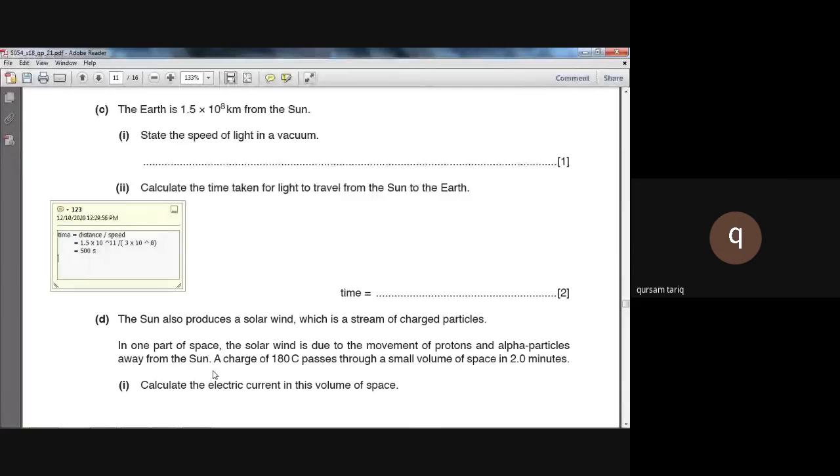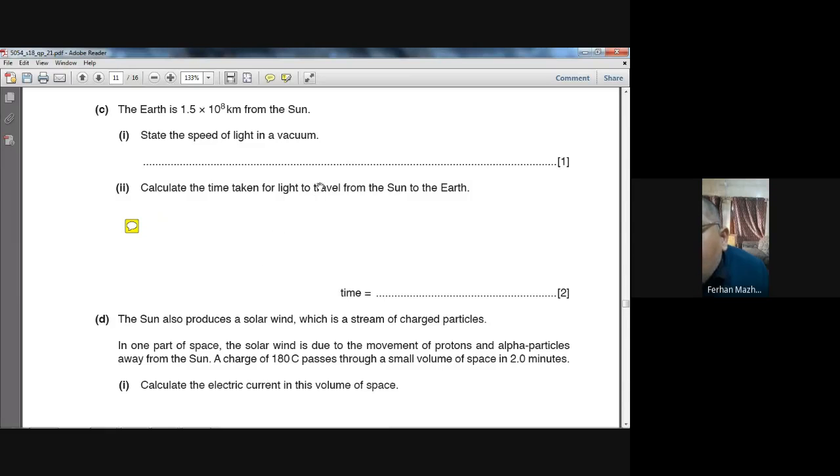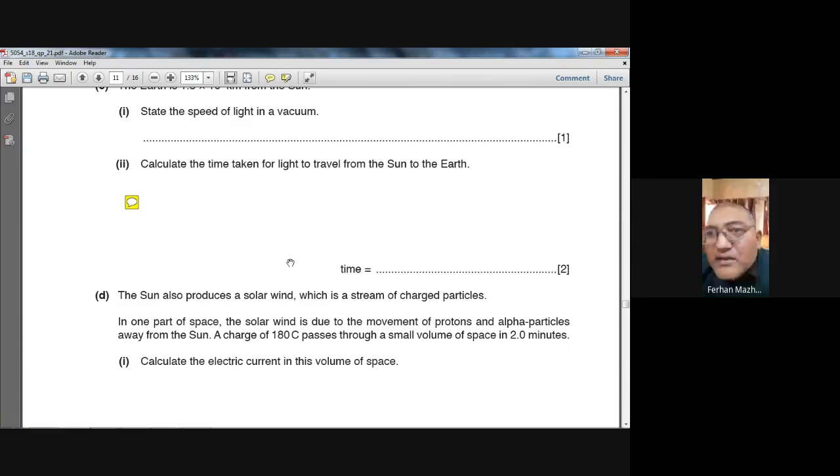Yes. Next. Distance divided by speed. The only problem was that this distance was in kilometers, so we had to convert it into meters. Okay? That was a 2 mark numerical.